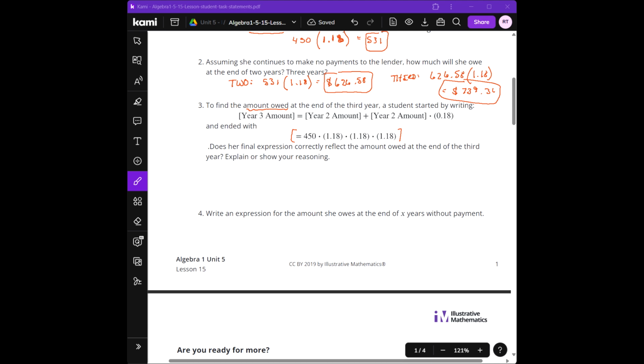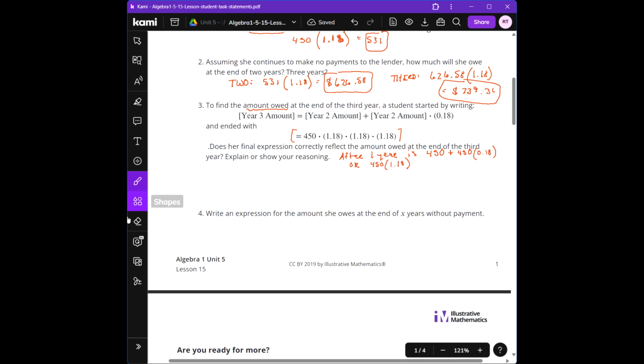So what we're going to do here is, after a year, the amount is 450 plus 450 times 0.18, or we can write it as 450 times 1.18.